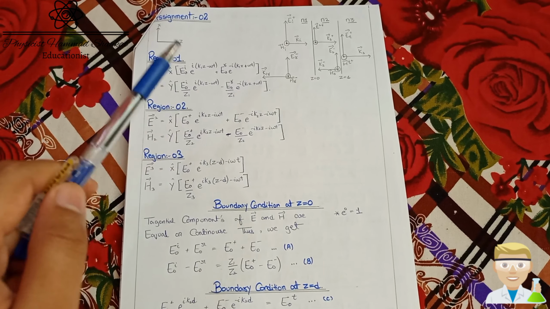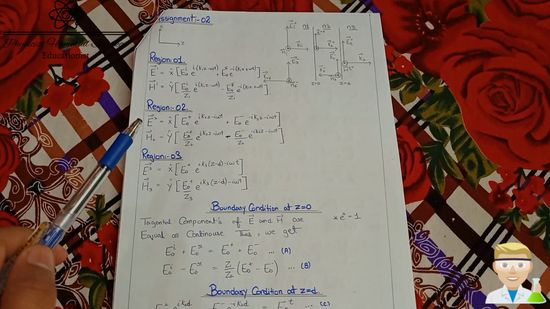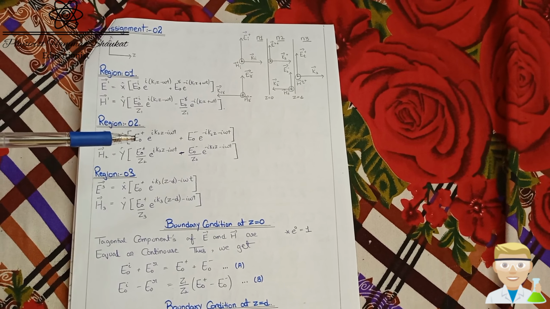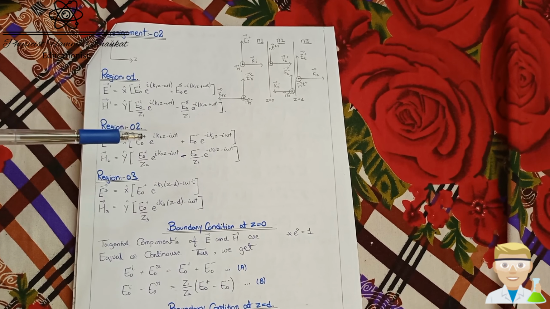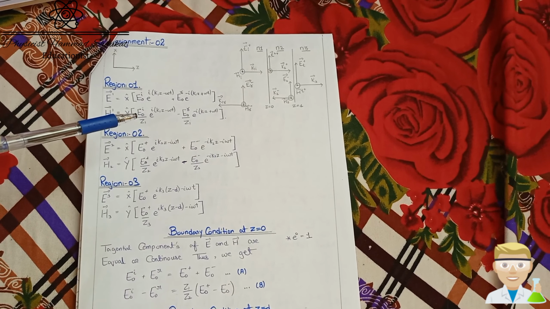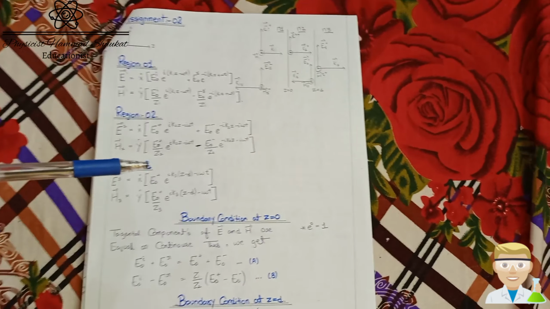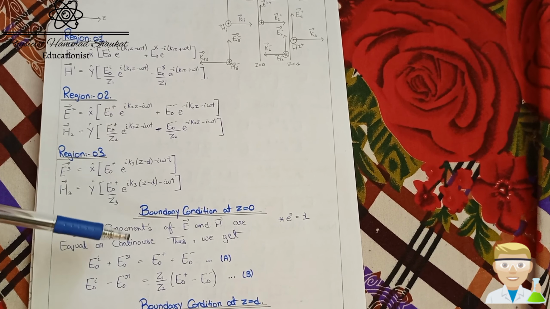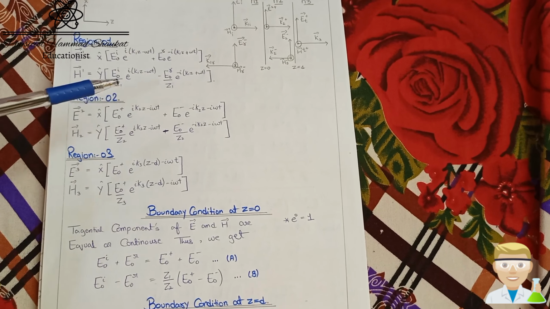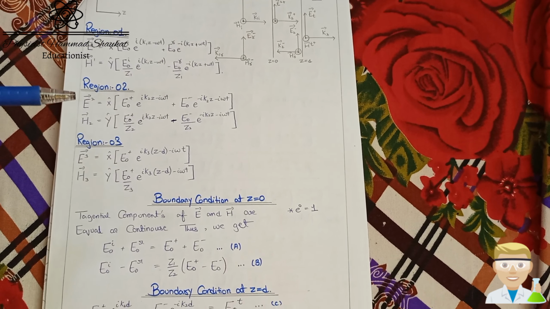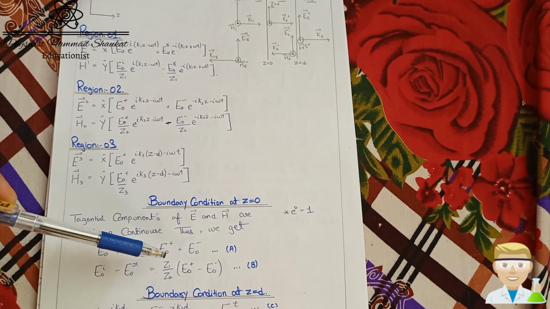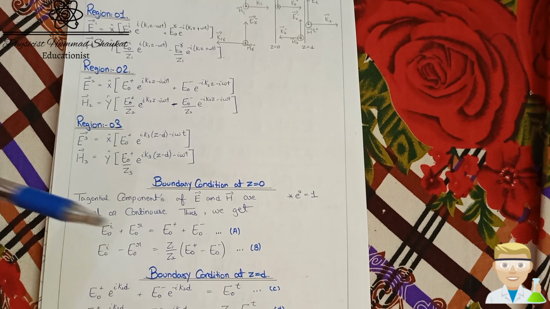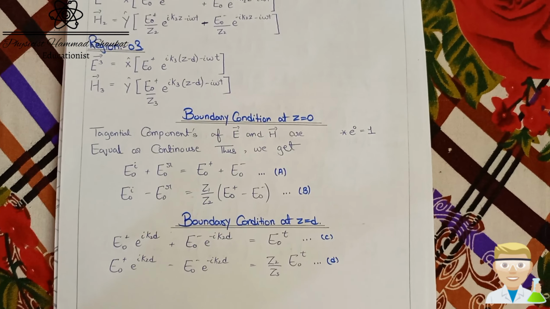And let's compare the magnetic field equations of regions 1 and 2. Again the directions and amplitudes cancel with the other directions and amplitudes. You will only be left with E naught I minus E naught R, and taking z1 common in the denominator and multiplying to the other side, you get z1 divided by z2 from here, and E naught plus and E naught minus from here. So these are the equations after applying the boundary conditions.